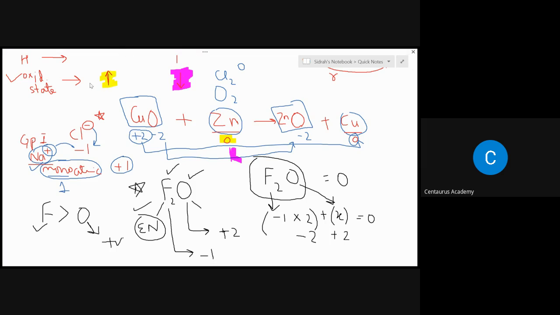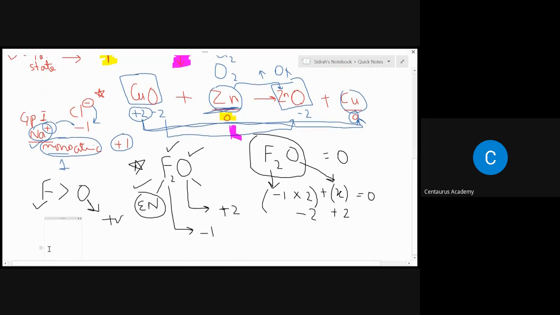So we are able to suggest that the increase in oxidation state by +2 means that this is an oxidation reaction. And which species has been oxidized? Zinc has been oxidized to form zinc oxide. And copper has a decrease in its oxidation state, so it is a reduction reaction. Hence we say that copper oxide has been reduced to form copper. So copper oxide is reduced, zinc is oxidized. Since both reactions are taking place simultaneously, we say that this particular reaction is a redox reaction.